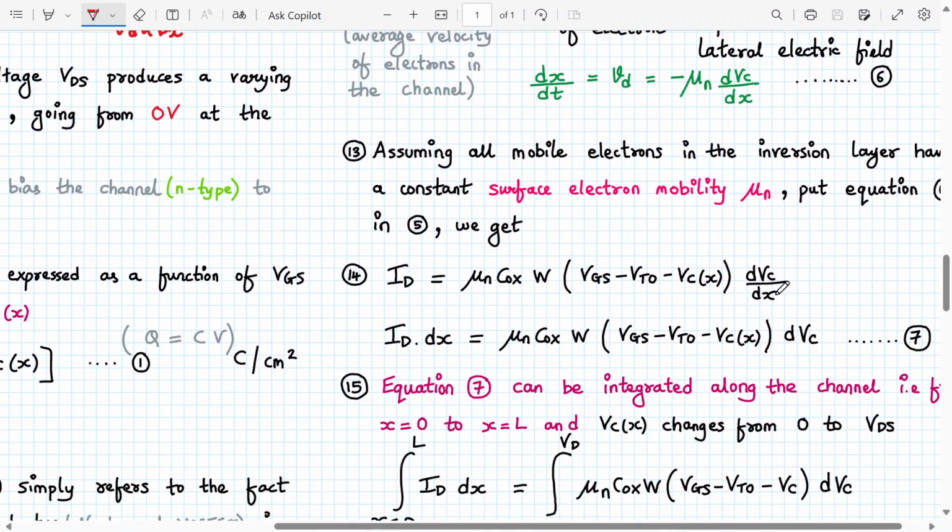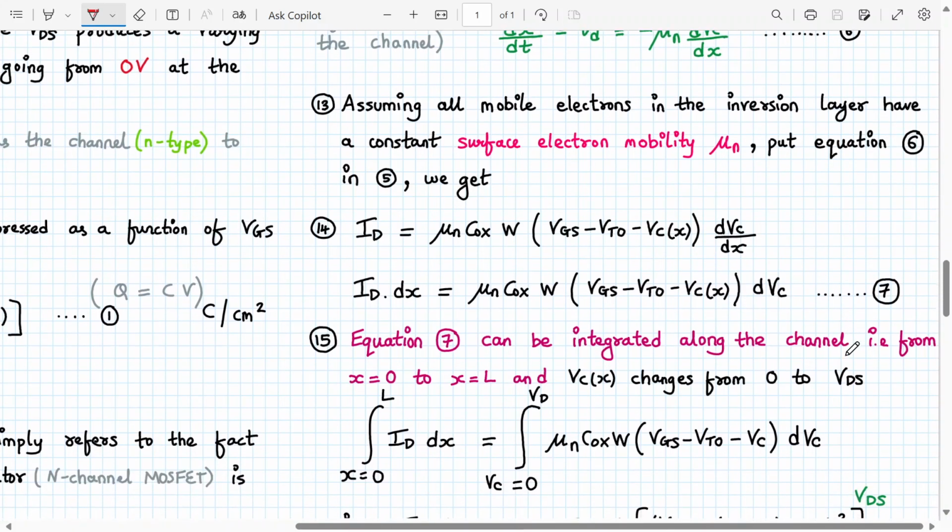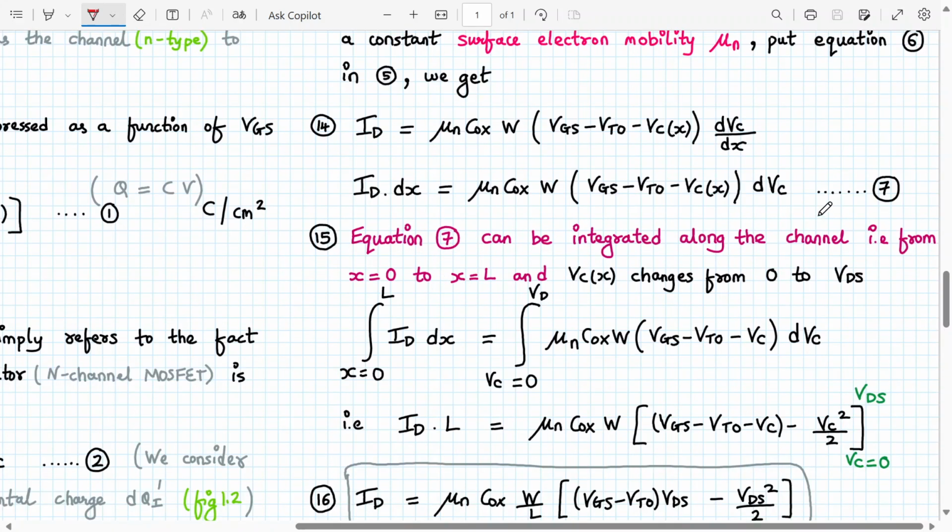Now dx we take on the left hand side, so we have Id dx and mu n Cox W (Vgs minus Vto minus Vc of x) into dVc on the right hand side. Now we integrate this equation number 7 along the length of the channel, that is from x equal to 0 to x equal to L. You consider an incremental charge and integrate it so that we find the area. Now Vc of x changes from 0 to Vds. We know that, right? Correct.